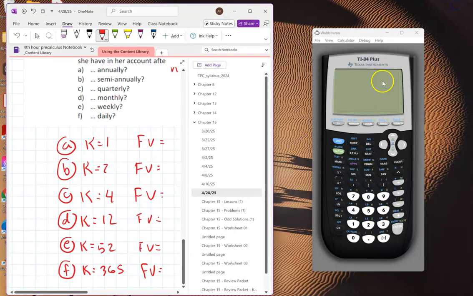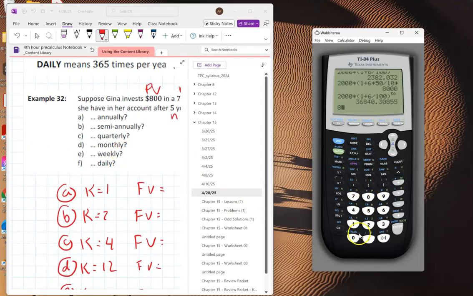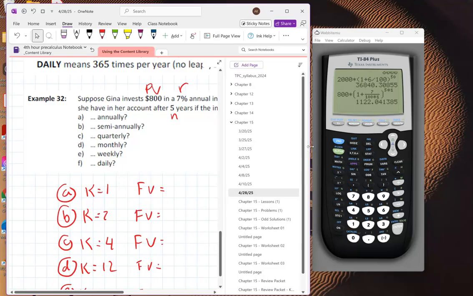So I'm just going to set it up kind of like this, and then we'll go into our calculator and just change things one at a time here. So compounding annually, we end up with $1,122.04.